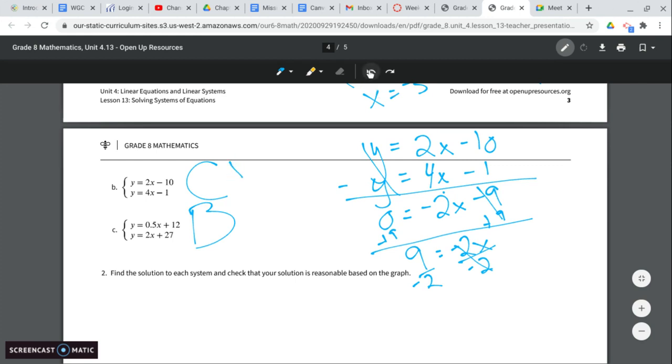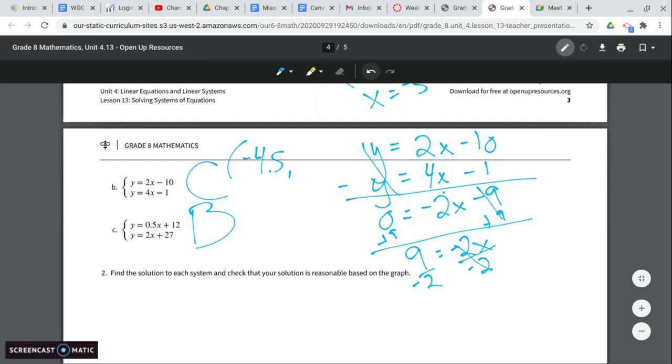Oops. I don't want to do it that way. Remember, we write these as pairs. So 9 divided by -2 is going to give us -4.5.